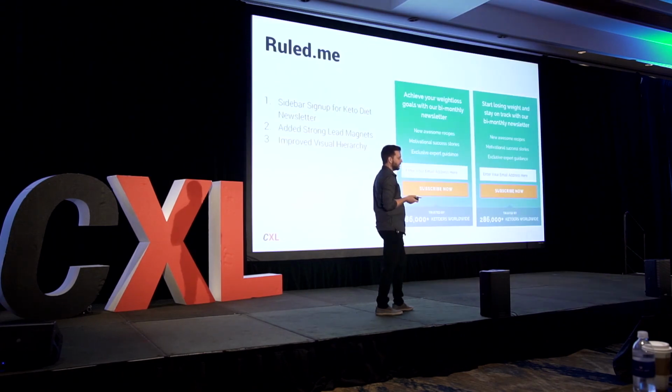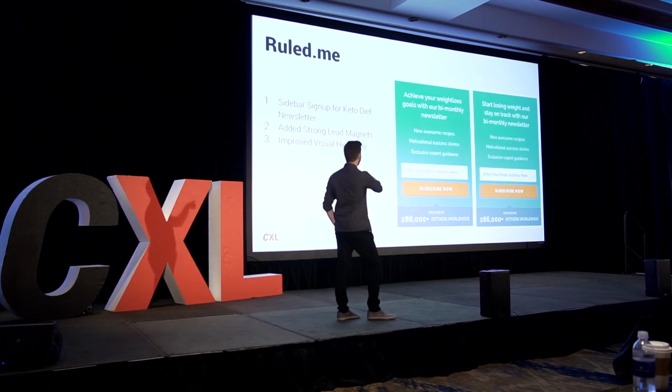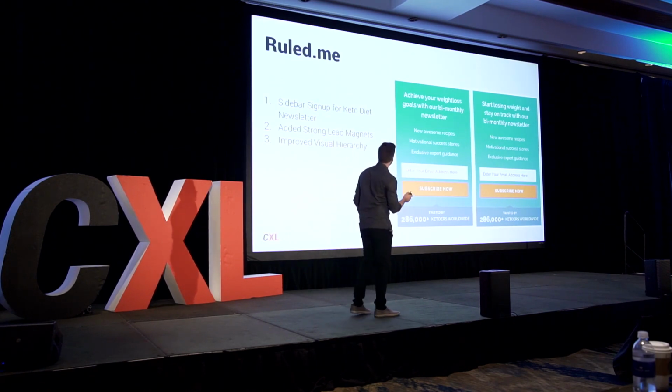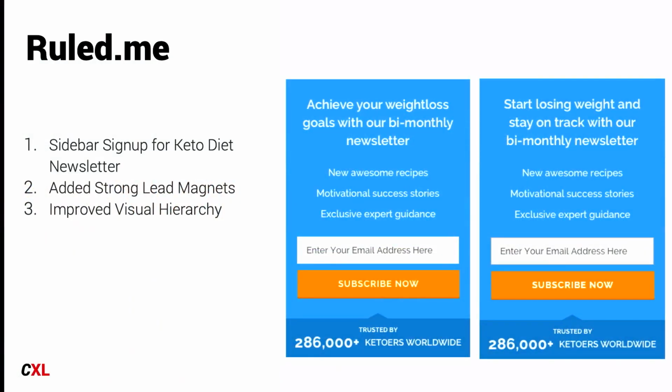So rule.me, it's content about the keto diet. In these updated slides that you'll get later, I promise, we actually do have a picture of the control. But basically what we changed is adding these lead magnets, letting them know that they get recipes, motivational success stories, and expert guidance. We improved the visual hierarchy. The other one kind of was bland and just blended in. And these are both right sidebar placements, so there are no pop-ups involved with these. It's just a pretty typical layout for content where you have the CTA on the sidebar there.